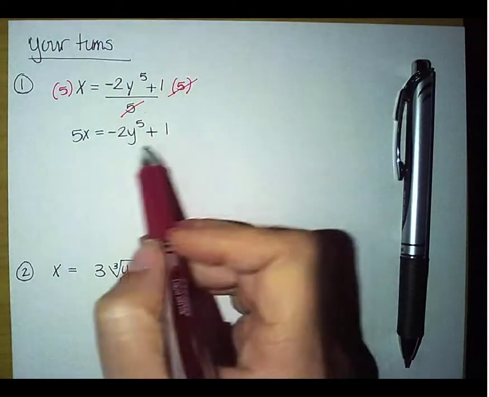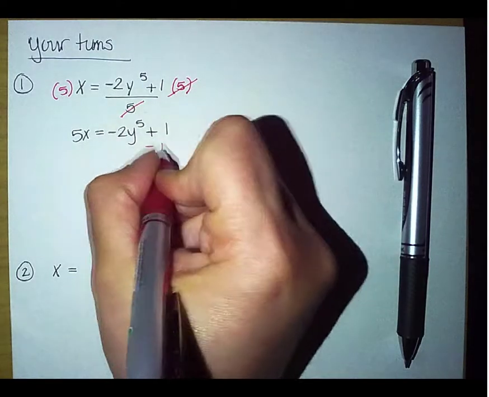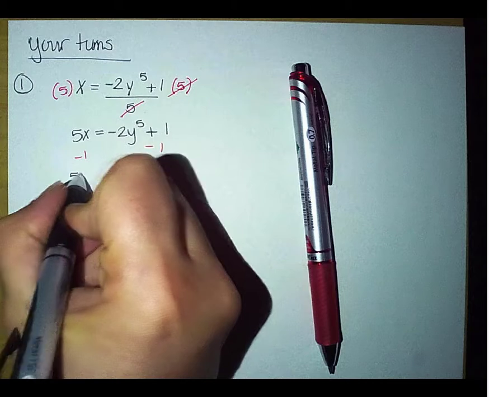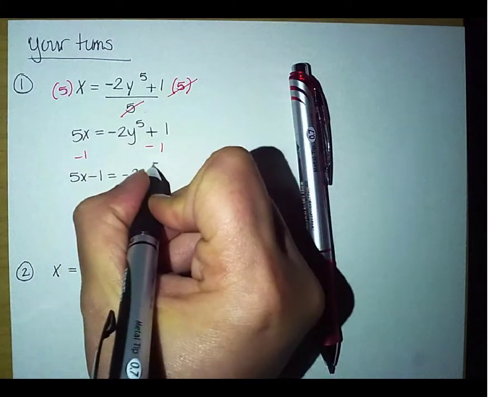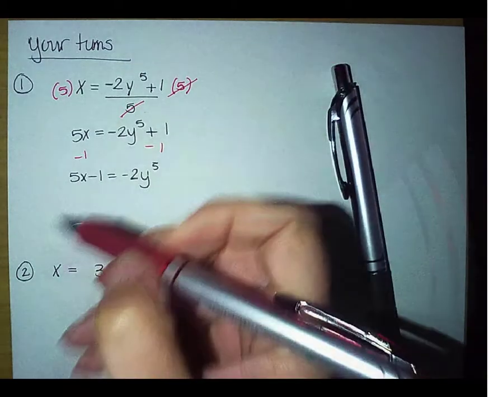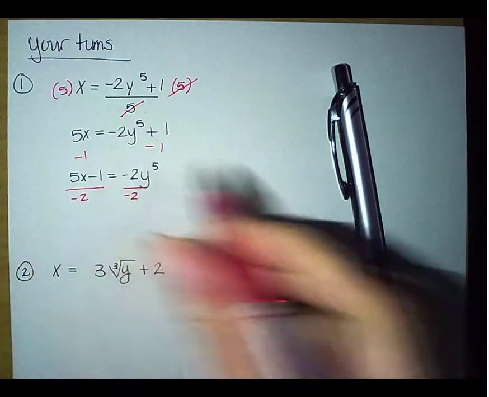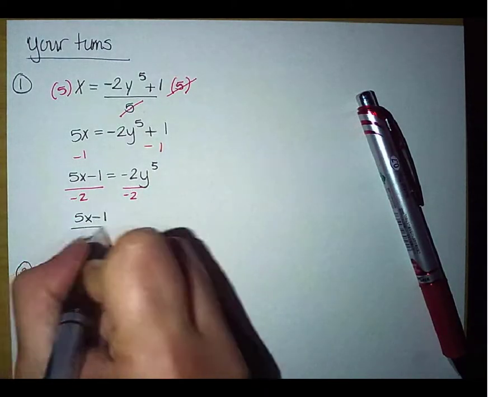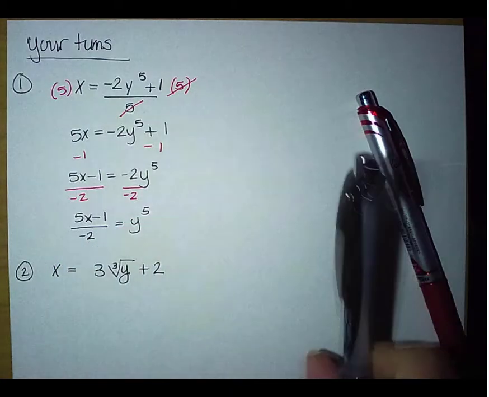Again, to get rid of the 5th power, we got to get rid of the plus 1 and the negative 2. So first we're going to subtract 1 from both sides. That's going to give us 5x minus 1 equals negative 2y to the 5th. The next thing we're going to do is divide by negative 2 on both sides. So we're going to get 5x minus 1 over negative 2 equals y to the 5th power.